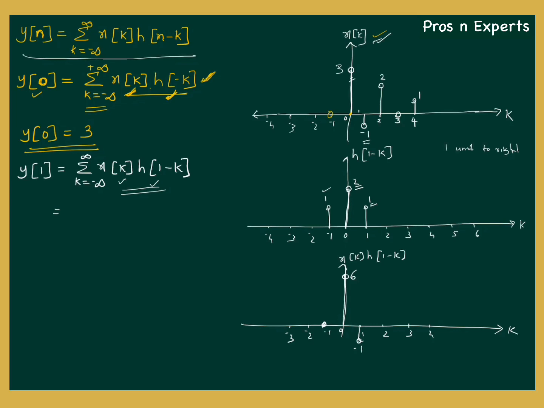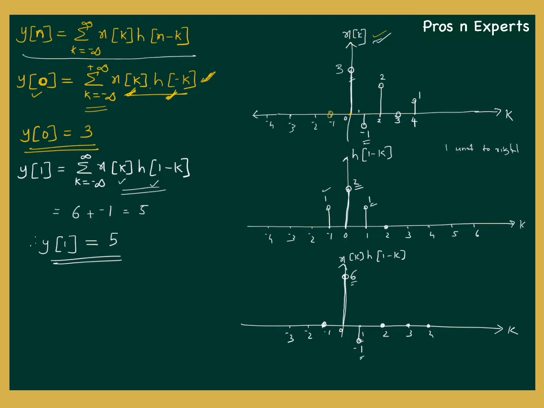Then at k equal to 2, we have 0 here, and multiplied by 2 gives you 0, and all other further amplitudes are 0. So in the product x of k into h of 1 minus k, you have 2 samples, 6 and minus 1. Okay, so what is y of 1? y of 1 is sigma of the product. That means we have 6 here plus minus 1 here, that is 5. Therefore y of 1, our next sample of the output required, is 5. Okay, the idea is clear, I think.